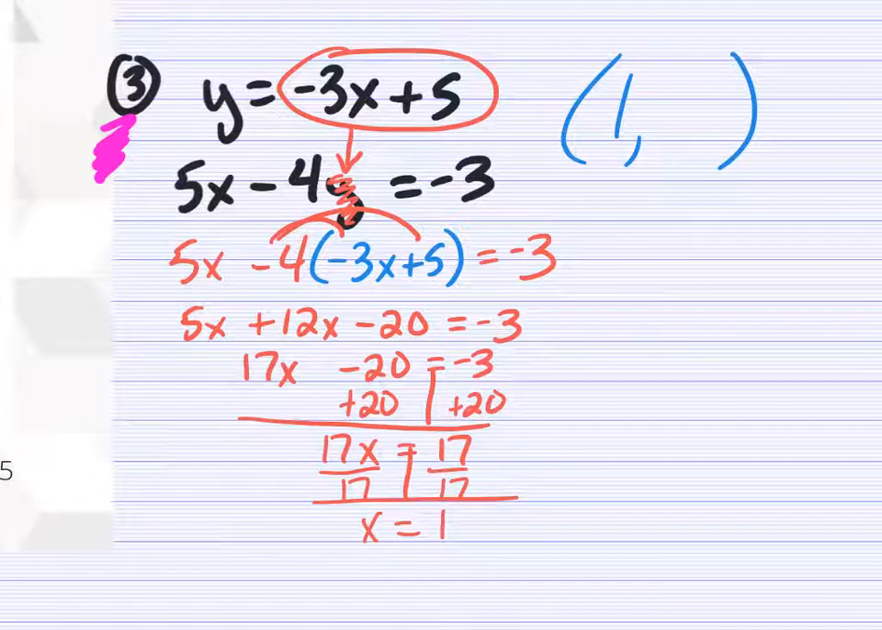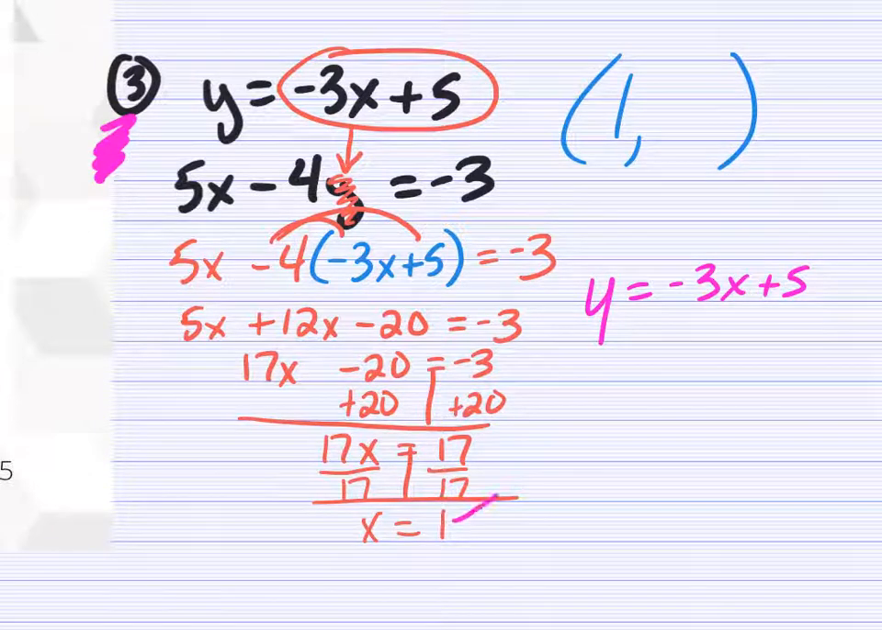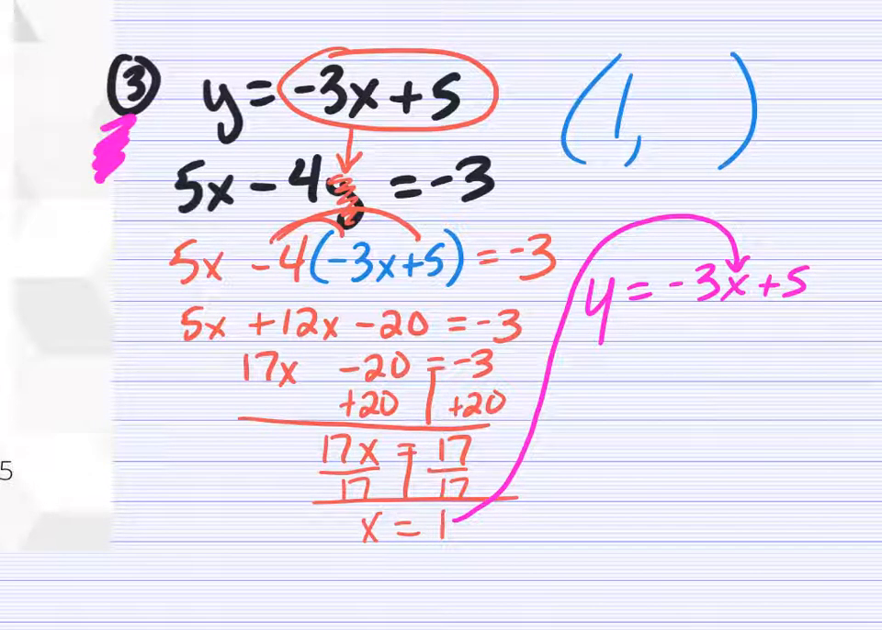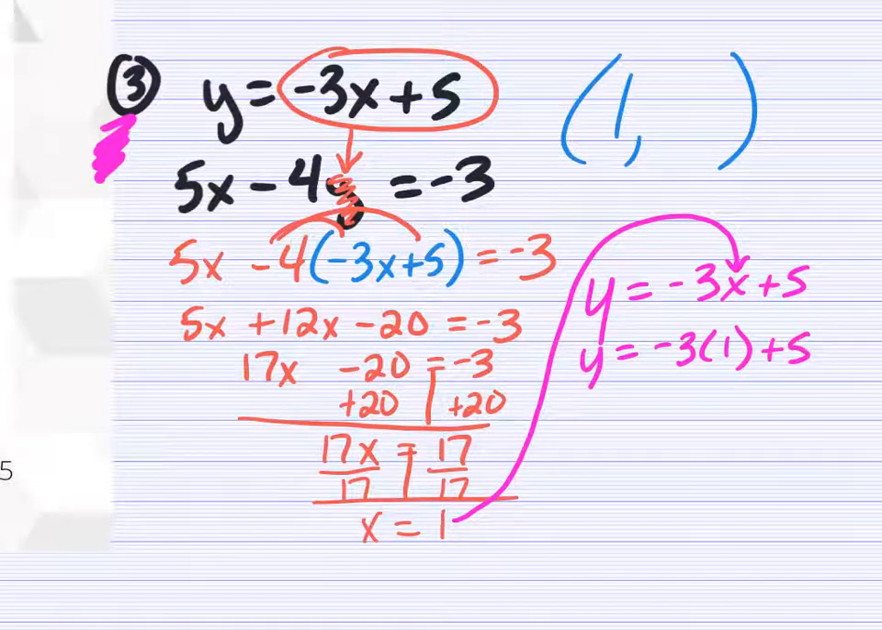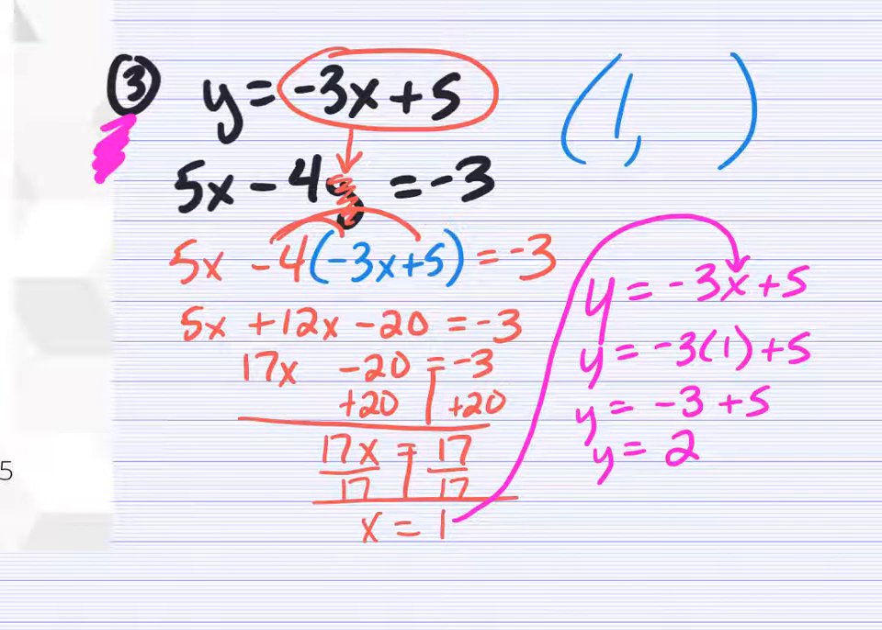Now we always have to go back and get the other variable. We have two options for our equations up there, the top black equation and the bottom black equation. Which one looks easier to you guys? The top one does. So y equals negative 3x plus 5, but we know the x is 1. So I'm going to plug a 1 in for my x. And then I just solve this. Negative 3 times 1 is negative 3. And negative 3 plus 5 is 2. So we know these, if we graphed them, would intersect at (1, 2).